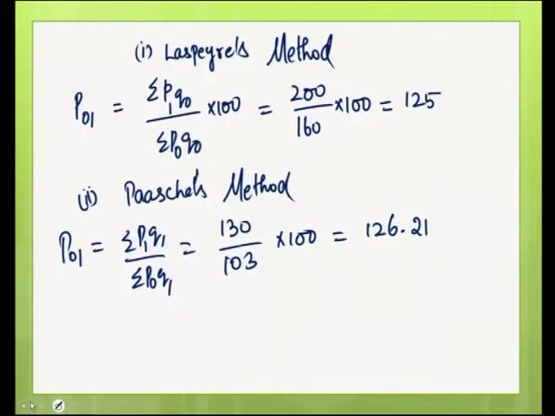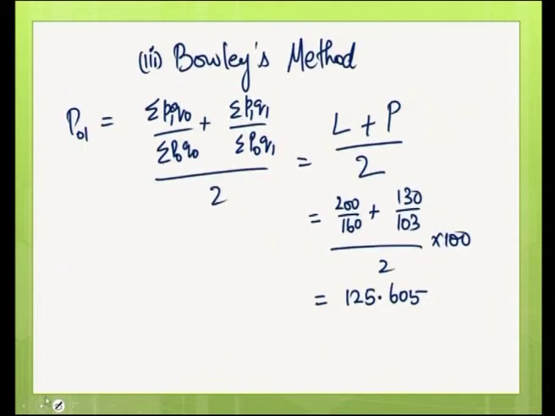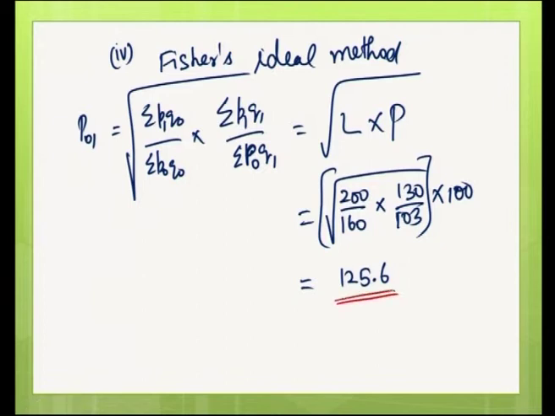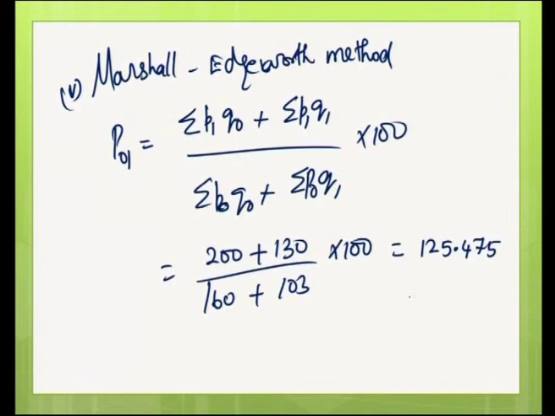By the 5 methods, the price index numbers are calculated. Just see, by Laspeyres method, the answer is 125, and by Paasche's method the answer is 126.21, and then by Bowley's method it is 125.605, and by Fisher's ideal method it is 125.6, and Marshall-Edgeworth method is 125.475. All the values are just rounded to 125.